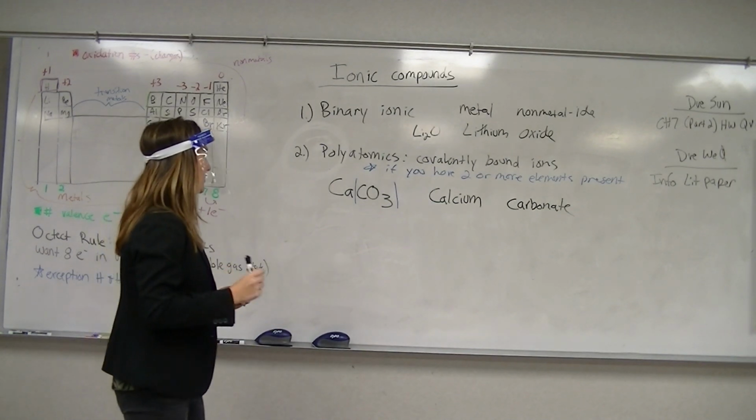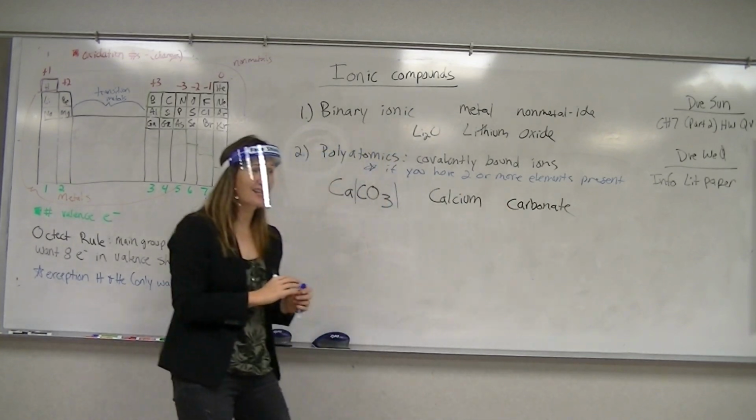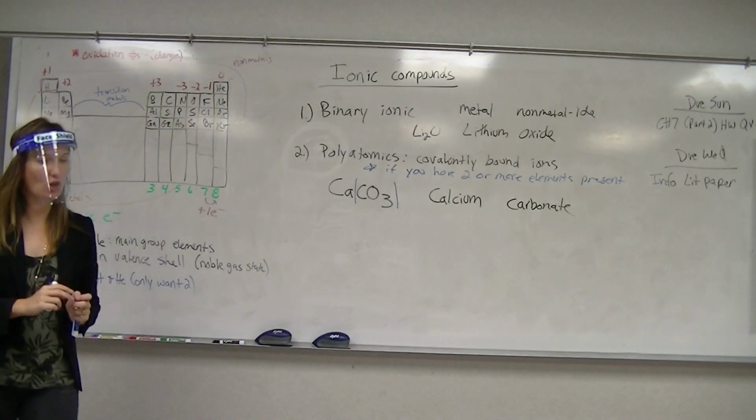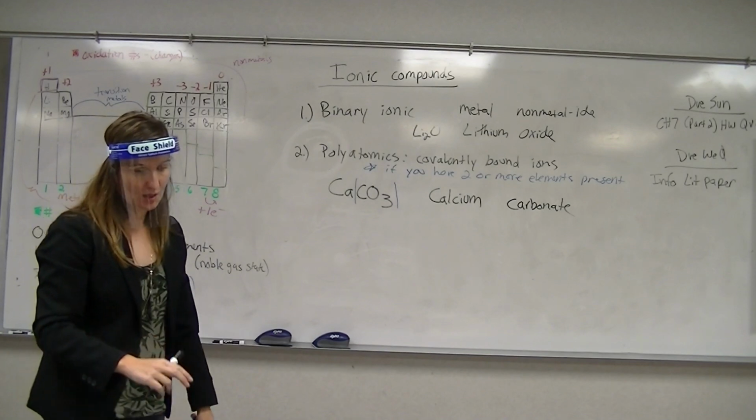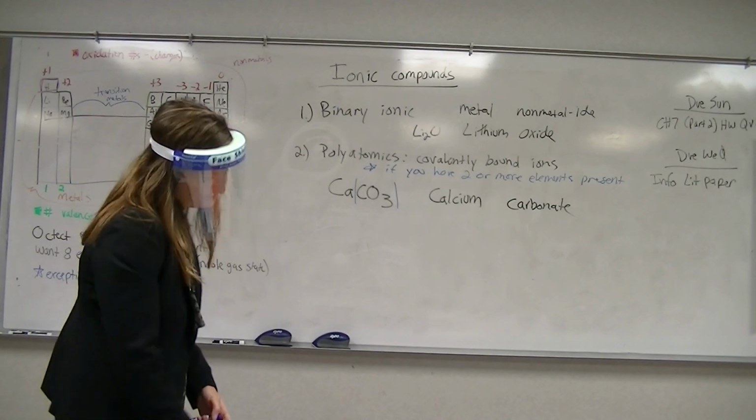So I'm going to try one more, and then we're going to do where we take the names and come up with the formula, because that's usually the harder direction to go when it comes to ionic compounds. So just trying one more, we have, what is that, beryllium? Yep.